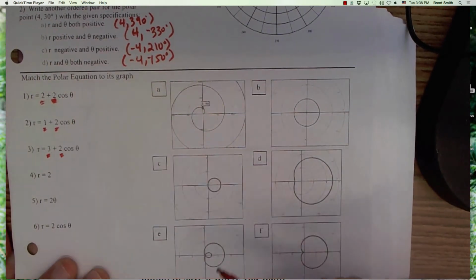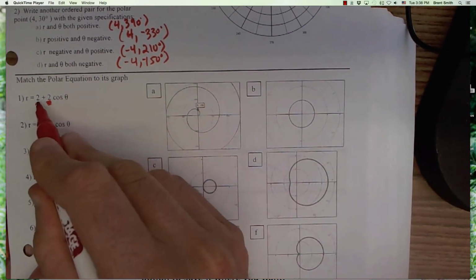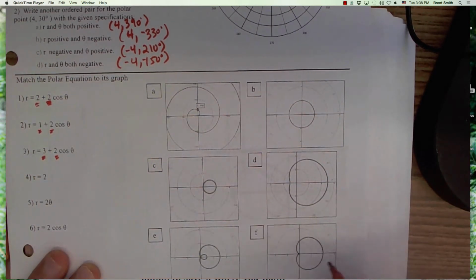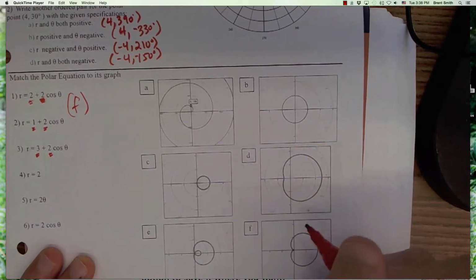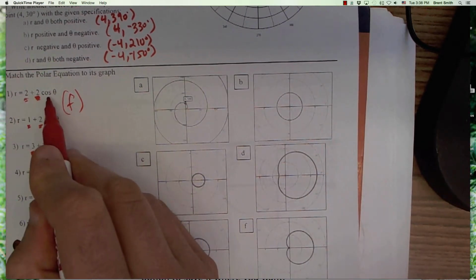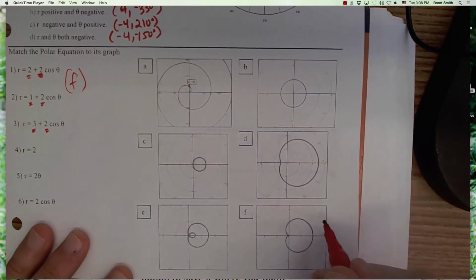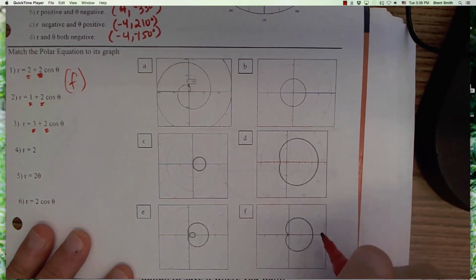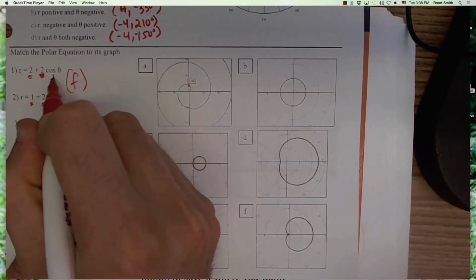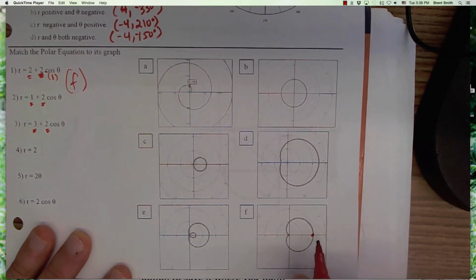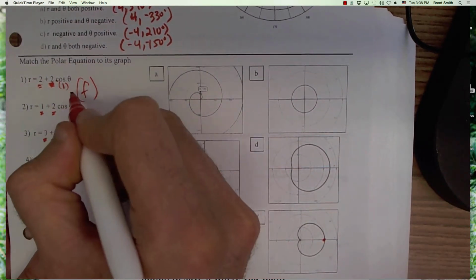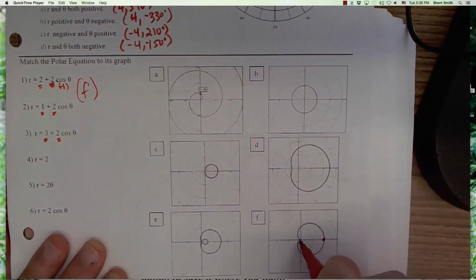So if A and B are the same, that would mean it's just going to come together and not have a loop. So that would be F. Like if cosine, think about some of the key points. At 0 degrees, cosine of 0 degrees is going to be a 1. So 2 plus 2 is going to give you 4. And then at 180 degrees, this is going to be negative 1. So you're going to get a 0 right there.